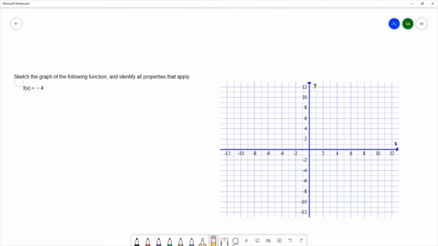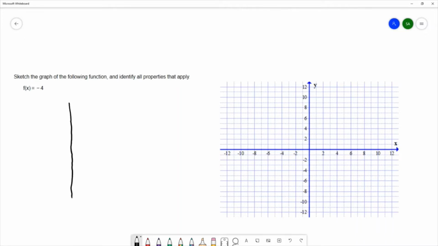In this problem, we want to sketch the graph of the following function and identify all the properties that apply. So let's start by sketching the graph. In this function, we have f of x equals negative 4.